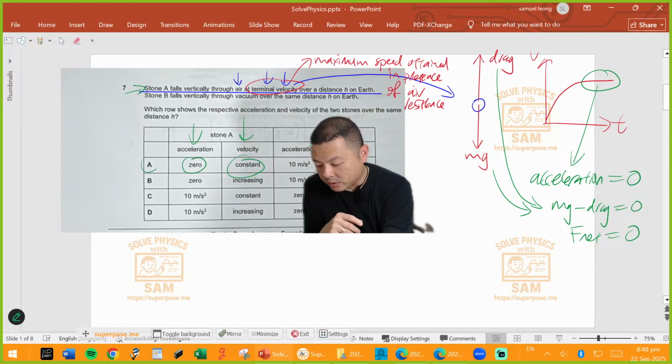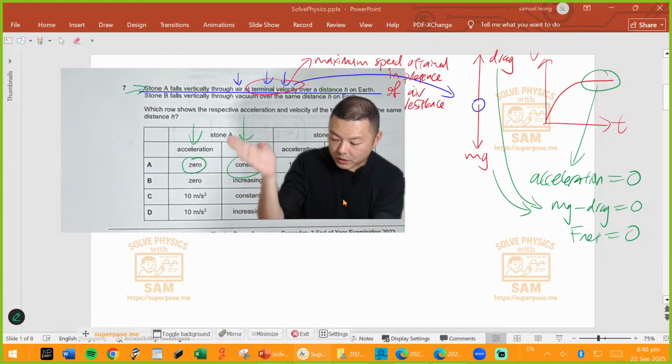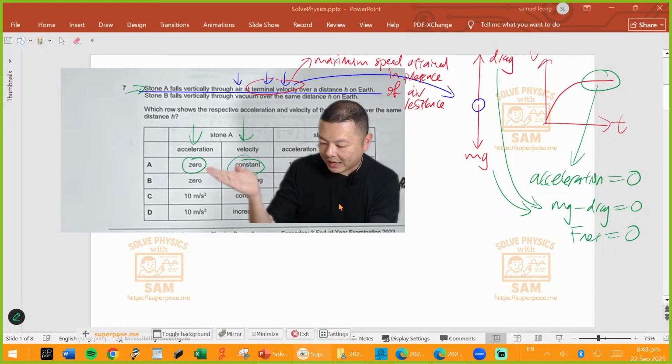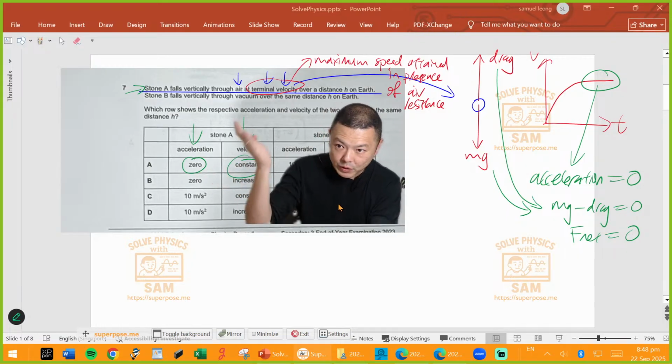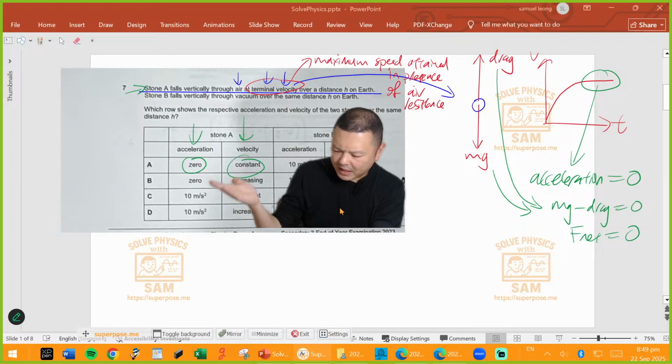Velocity is constant. So there's only one option for me for stone A. There's no other options. Option A is not repeated anywhere else for stone A. If they had put down maybe 0 and constant for another one, then perhaps, but no, there isn't any.